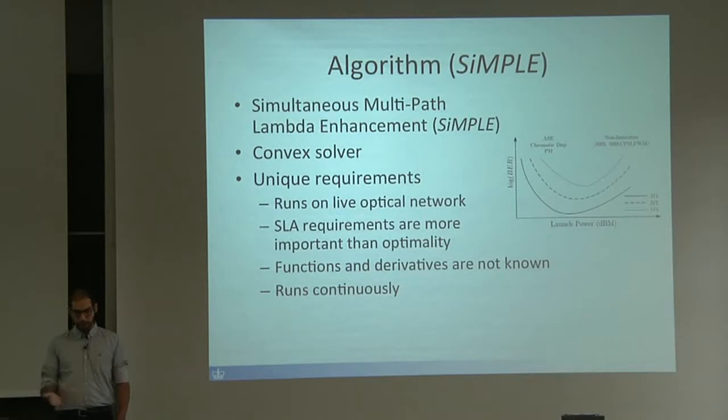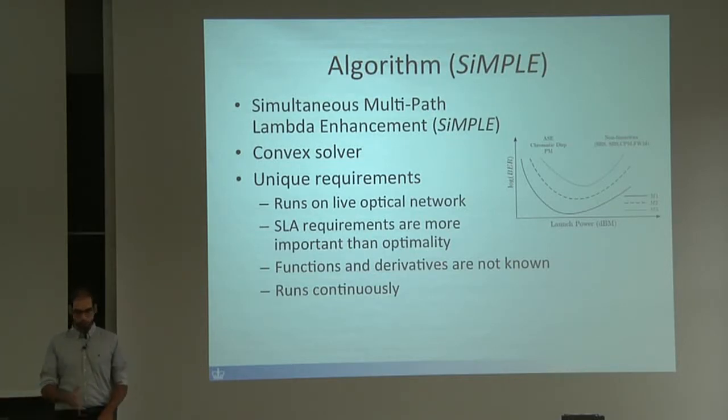Secondly, the SLA requirements, these constraints, are actually more important than optimality. Typically, if you have a convex algorithm, you want to find the optimal solution, whereas in this case, it's more important to find a feasible solution as quickly as possible, as opposed to an optimal solution, because the operators really don't care whether it's the minimum energy efficient version or not.